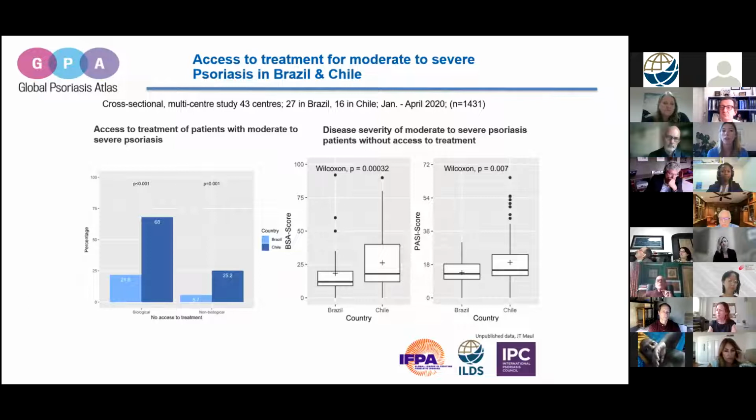Overall, our analysis shows that there is a great underuse of treatment in the field of psoriasis in Latin America, and that there is also a large discrepancy between the treatment recommendations of international psoriasis guidelines and the real situation in the world. And to change this situation is one of the aims of the Global Psoriasis Atlas.